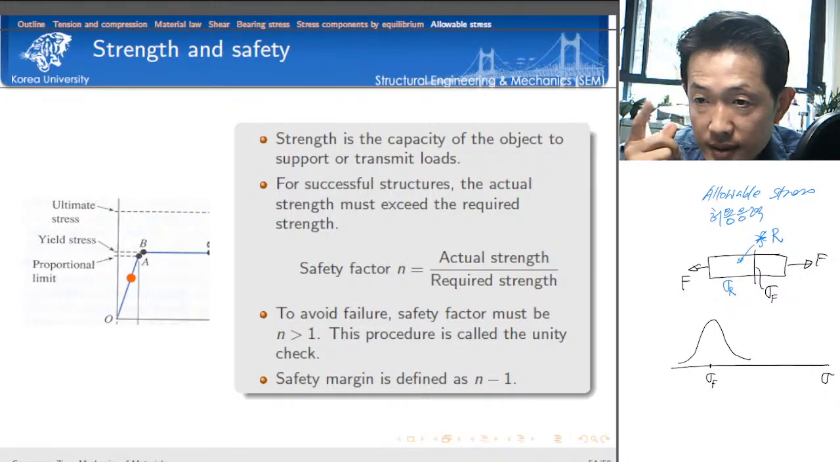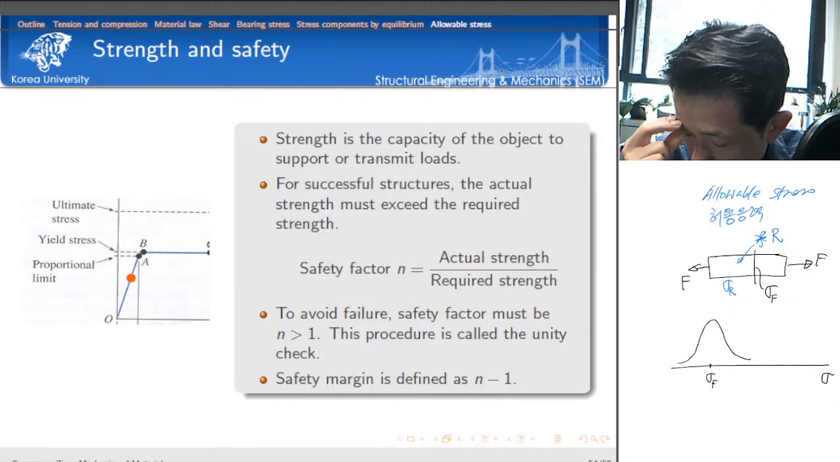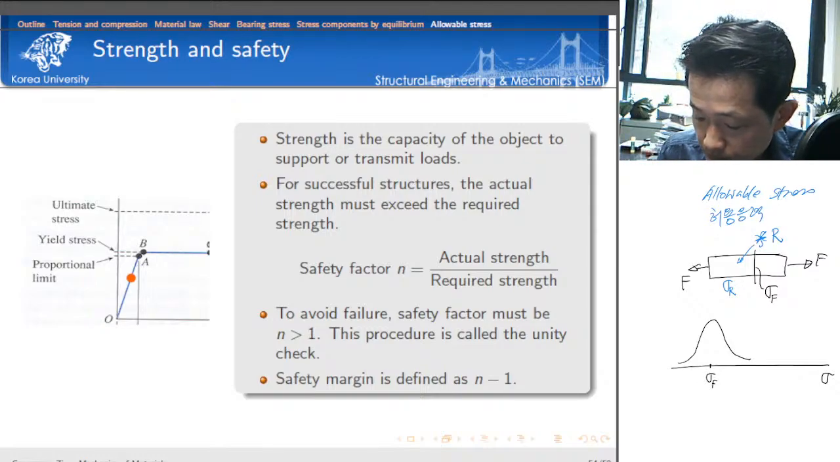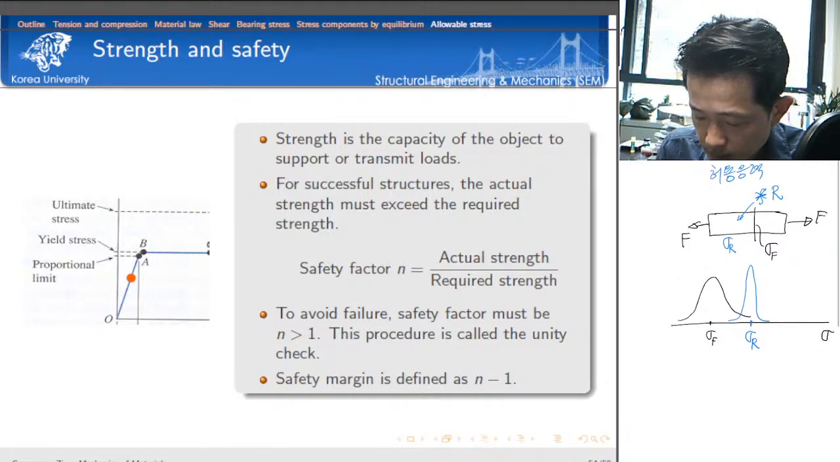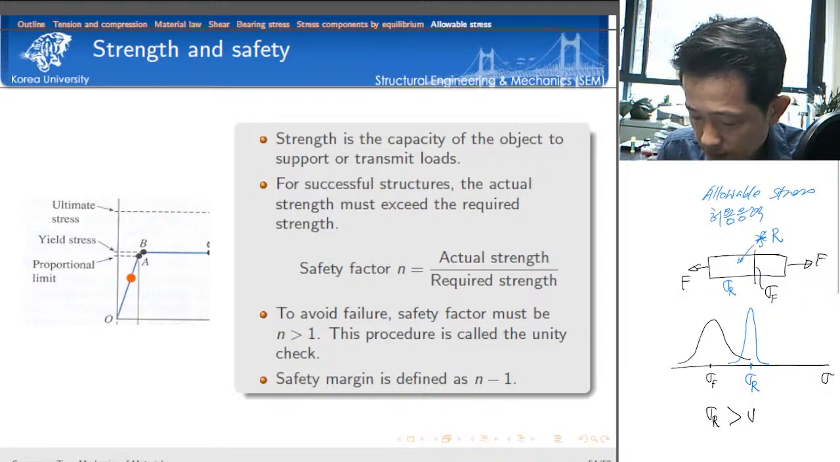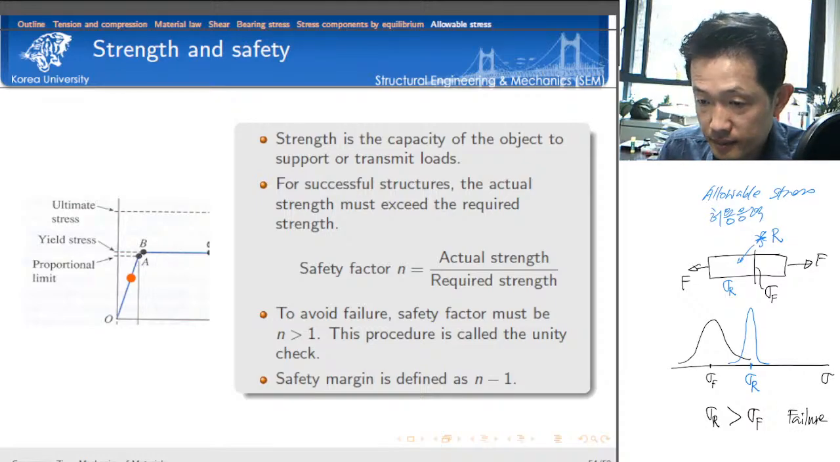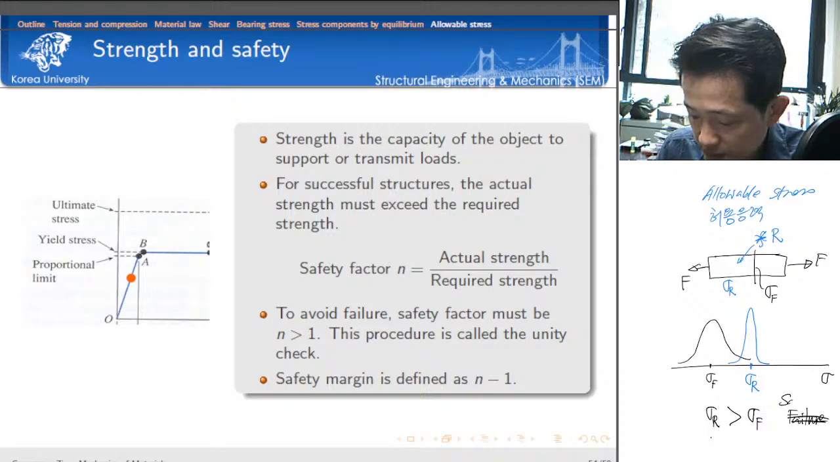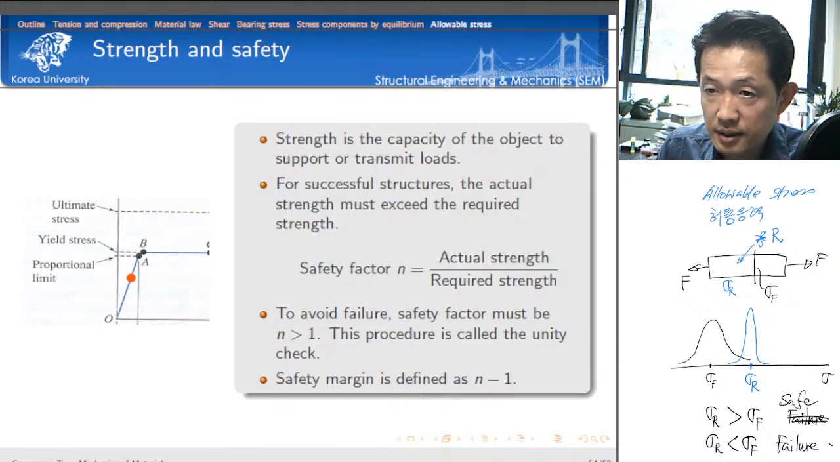If you test the material, it would have a certain resistance. Again, if you test the same material, there also exists a probabilistic nature. So we have the resistance stress, and there also exists some kind of distribution. If the resistance is greater than the normal stress caused by the external force, then it's safe. In the opposite case, if the resistance of the material is less than the stress caused by the external force, then we can imagine that this is failure, isn't it?